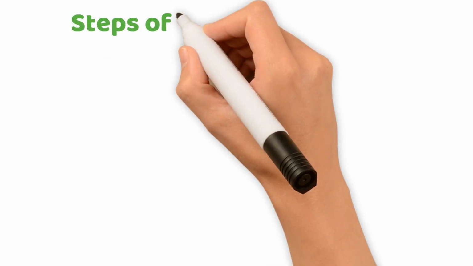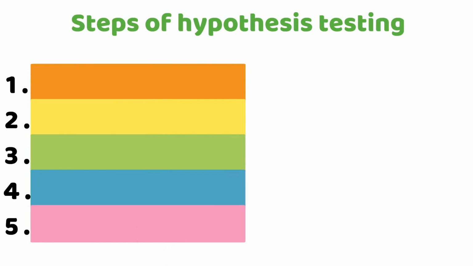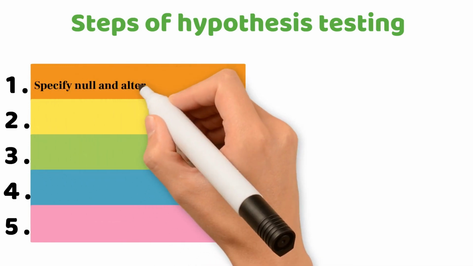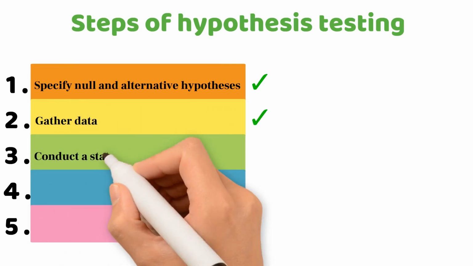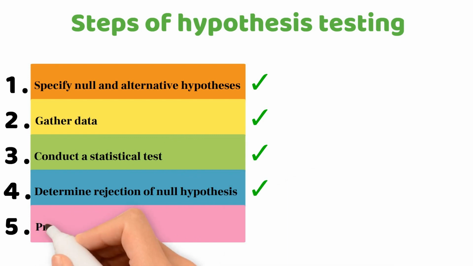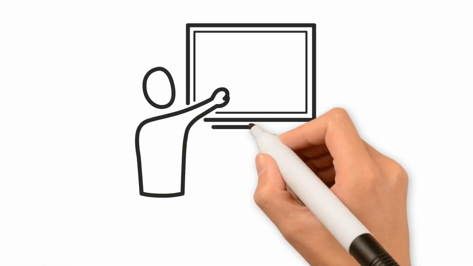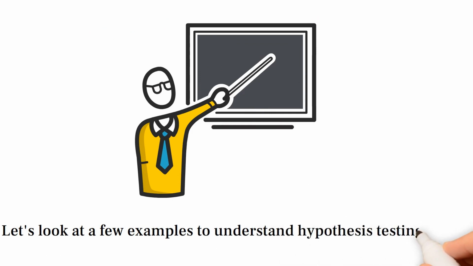Steps of hypothesis testing. There are 5 main steps in hypothesis testing. 1. Specify your null and alternative hypothesis. 2. Gather data. 3. Conduct a statistical test. 4. Determine rejection of your null hypothesis. 5. Present your result. Let's look at a few examples to understand hypothesis testing better.